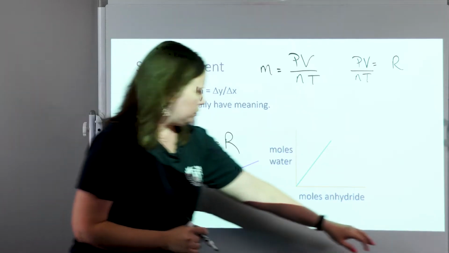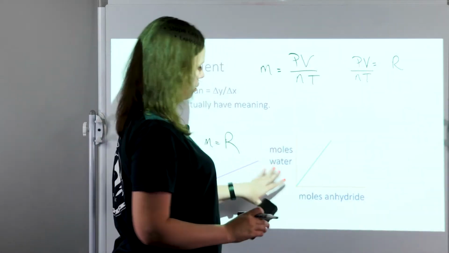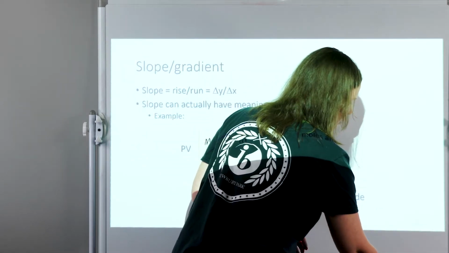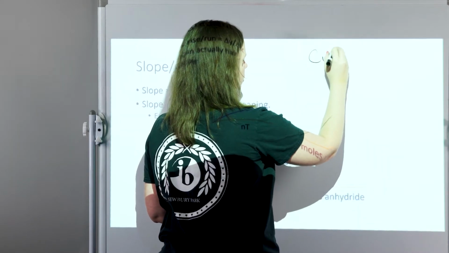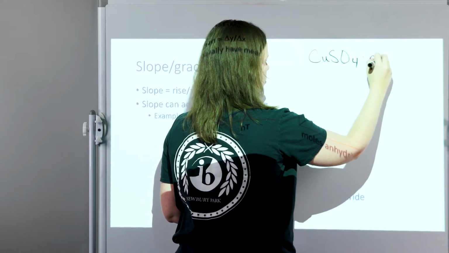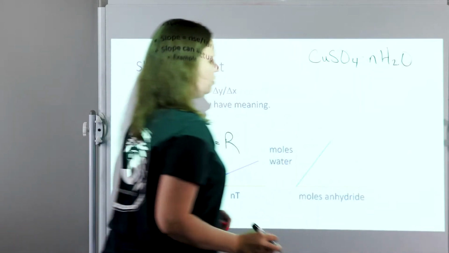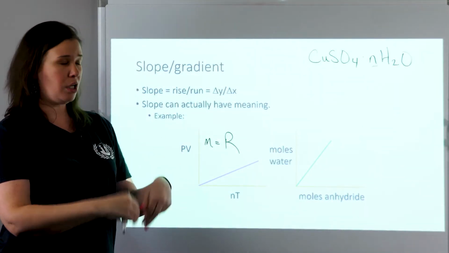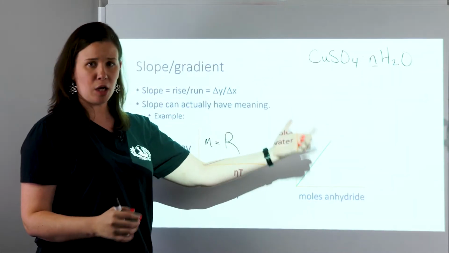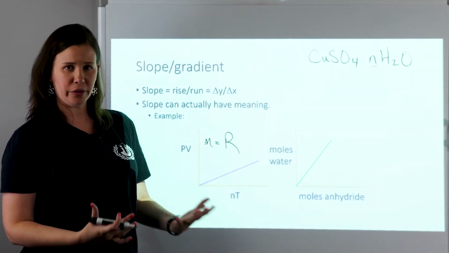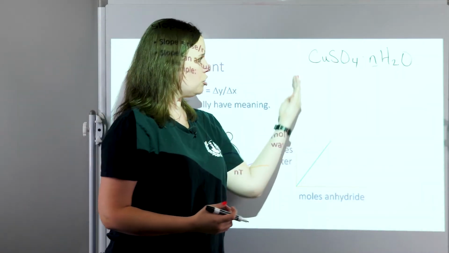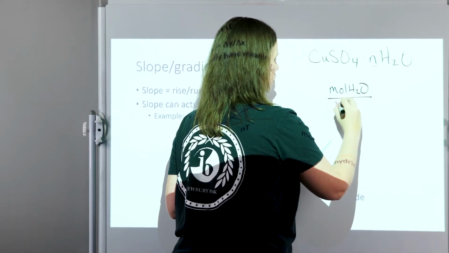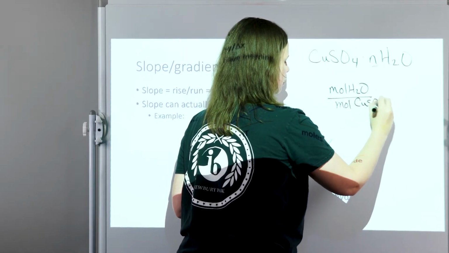Let's look at my next example, where I'm looking at moles of water and moles of anhydrate. So this is going to be related to our hydrate lab. The hydrate lab from honors involves copper sulfate attached to some number of water molecules. And our goal was to calculate or identify n, or the number of water molecules per copper sulfate. So this is essentially an empirical formula situation. I want basically a mole ratio of how much water compared to how much copper sulfate.